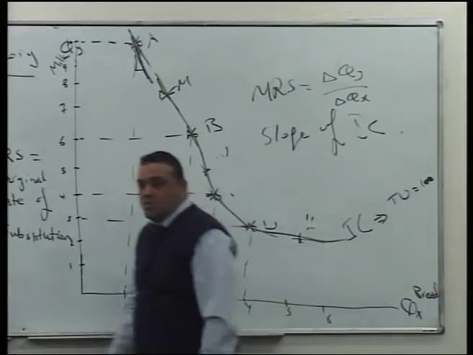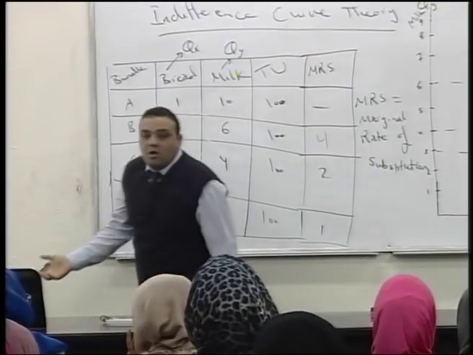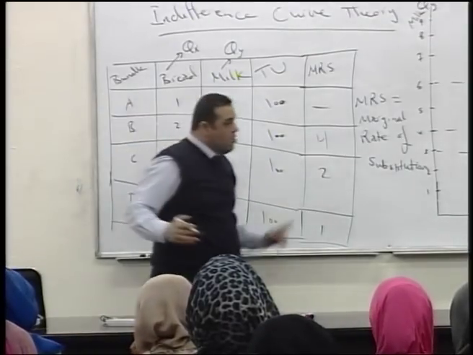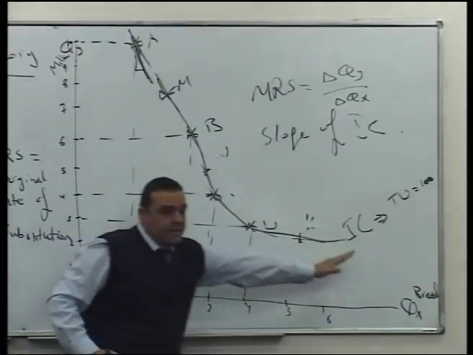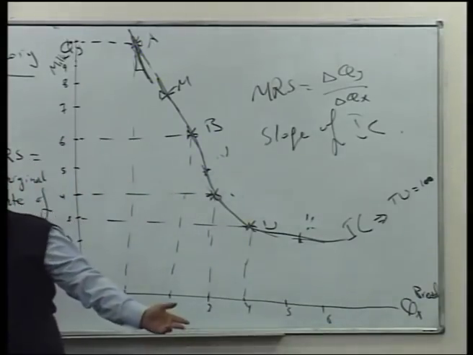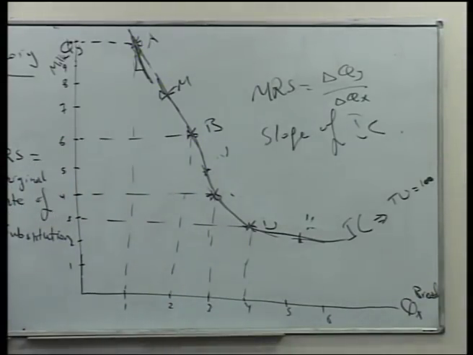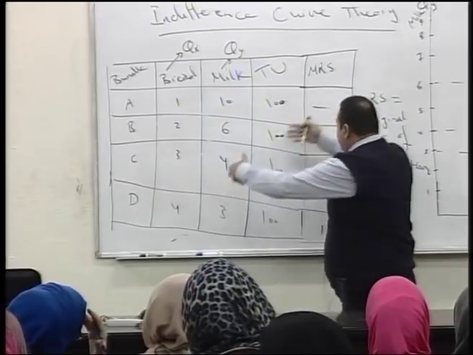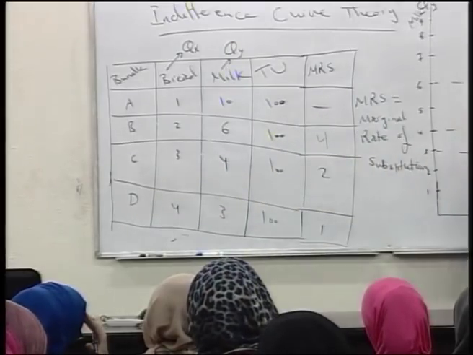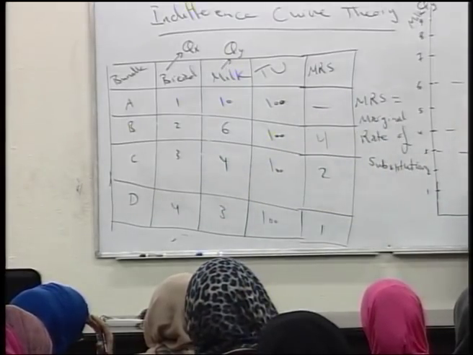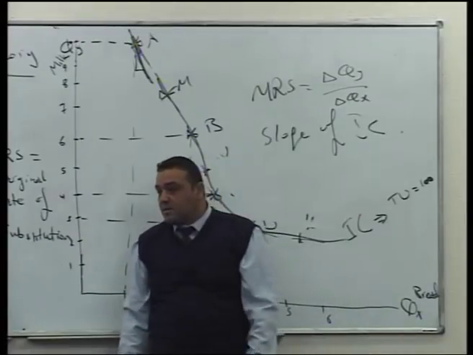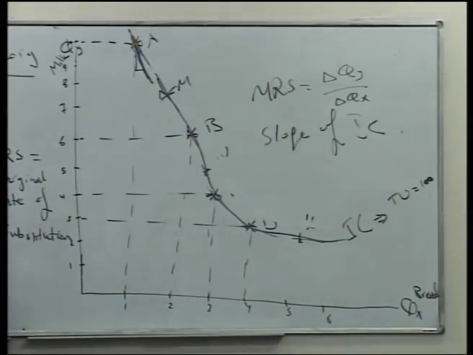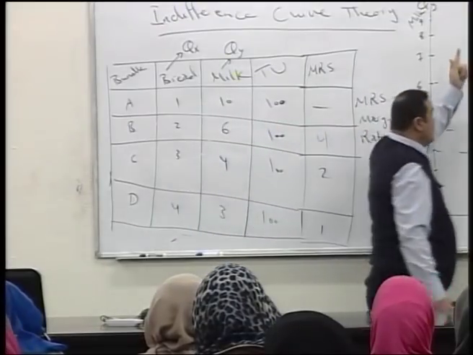What will happen to the slope of the indifference curve as we move from left to right? The slope is decreasing, which represents the marginal rate of substitution, which is decreasing as well. So the marginal rate of substitution is the slope of the indifference curve.